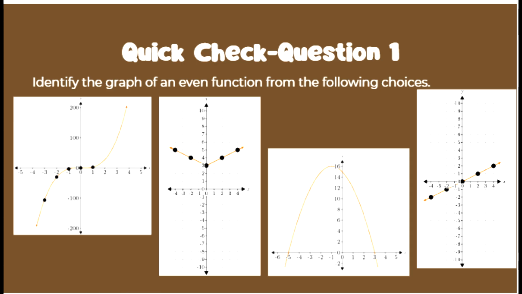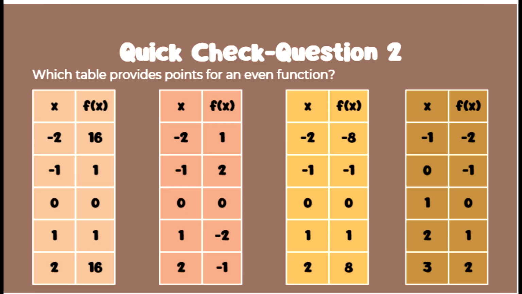Okay. Quick check question number 2. Which table provides points for an even function? So again, if your x value is 2 and your x value is 2, then your y value should be the same. If it's 1 and 1, then the y value should be the same, so you have to figure out which of these is correct.